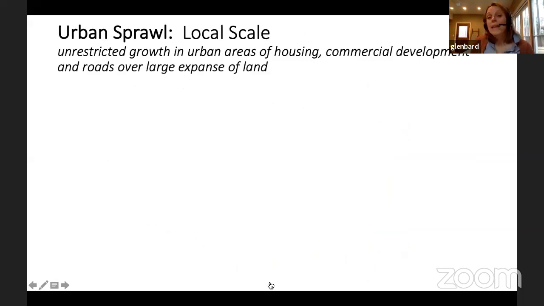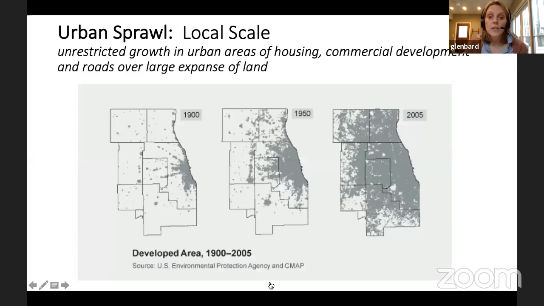So there's been a lot of change over the last 100 and some years when we talk about urban growth. So there's a few vocab words that we want to make sure that you're exposed to. When we talk about urban sprawl, that's unrestricted growth of housing, commercial development, and roads over a large expanse of land. And so when we look at Chicago, for example, we can see in 1900, you can definitely see it clustered along the lake shore. So some of you are probably sitting here like, why do I need to know about Chicago?